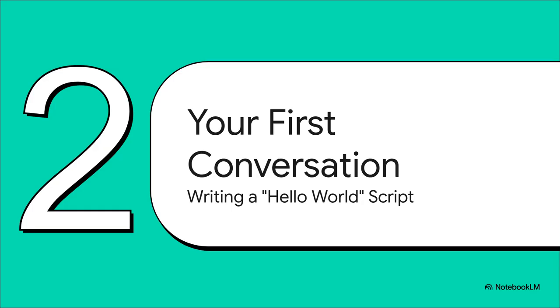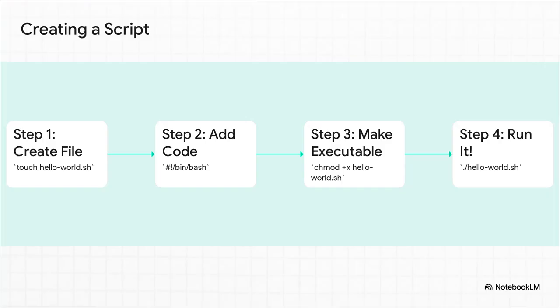We're going to start with the time-honored classic, the hello world. This is going to be your first real scripted conversation with the shell. And you know what? The whole process is surprisingly simple. It's just 4 steps. First, you create an empty file. Second, you put your code inside it. Third, you tell the system, hey, this isn't just a text file, it's a program, which is what making it executable does. And finally, you run it. That's it. That's the entire life cycle.